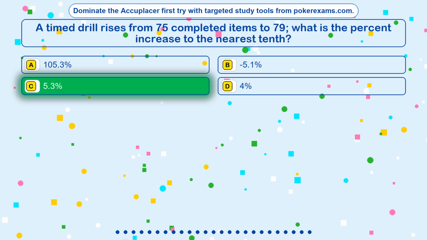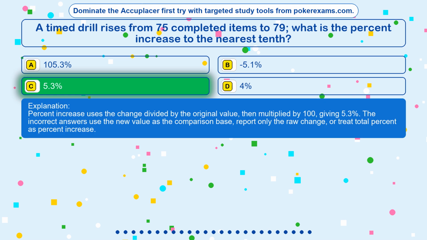The correct answer is option C, 5.3%. Percent increase uses the change divided by the original value, then multiplied by 100, giving 5.3%. The incorrect answers use the new value as the comparison base, report only the raw change, or treat total percent as percent increase.